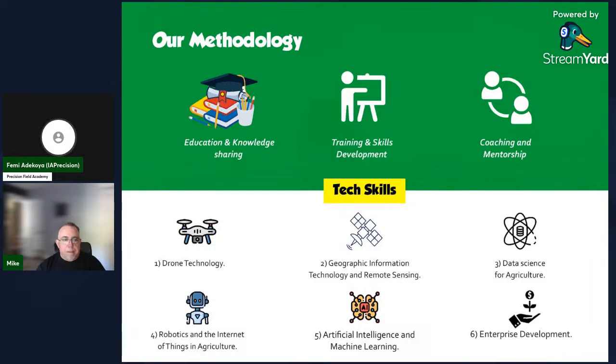And what are our core skills that we're developing? One, of course, is drone technology. Teaching you about drone technology is why we have drone sensors and insights today. Secondly is geographic information systems and remote sensing applications, data science in agriculture, robotics and Internet of Things in agriculture. We also have enterprise development, artificial intelligence and machine learning, and a lot more.